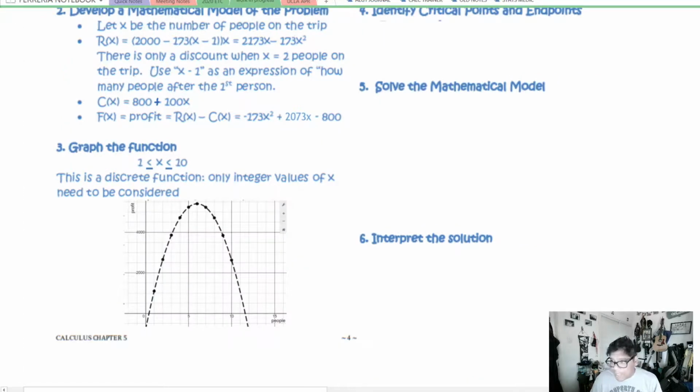So our next task here is going to be to graph the function. So let's remember that this is a discrete function. If you just drag that function into Desmos, you'll get something that looks like this. This is a discrete function, so really there are only so many values of x that work, namely 1 to 10 integer values.